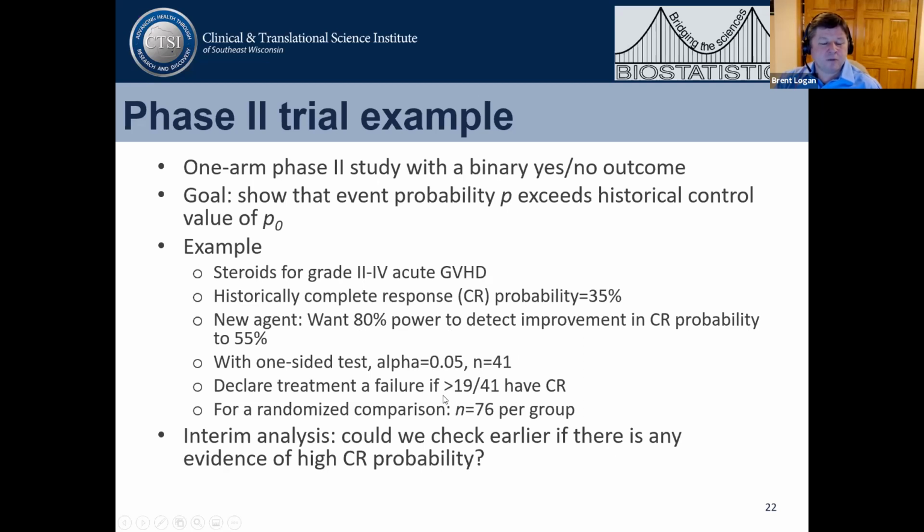And there's a corresponding rule that says you would reject that null hypothesis if you have more than 19 out of 41 complete responses.